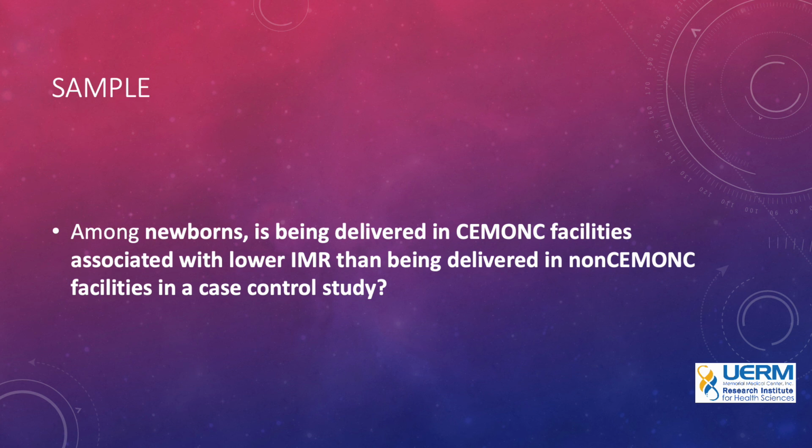Among newborns, is being delivered in CEmONC facilities associated with a lower IMR, or infant mortality rate, than being delivered in non-CEmONC facilities in a case-control study? So newborn is the population, delivered in CEmONC facilities is the intervention, delivered in non-CEmONC facilities is the comparator, and lower infant mortality rate is the outcome. Of course, case-control study is the methodology that was used.